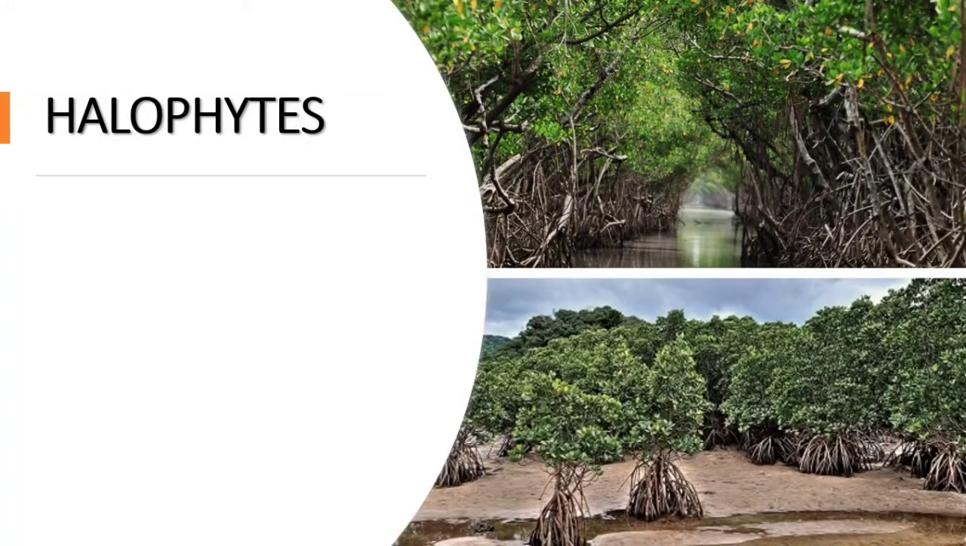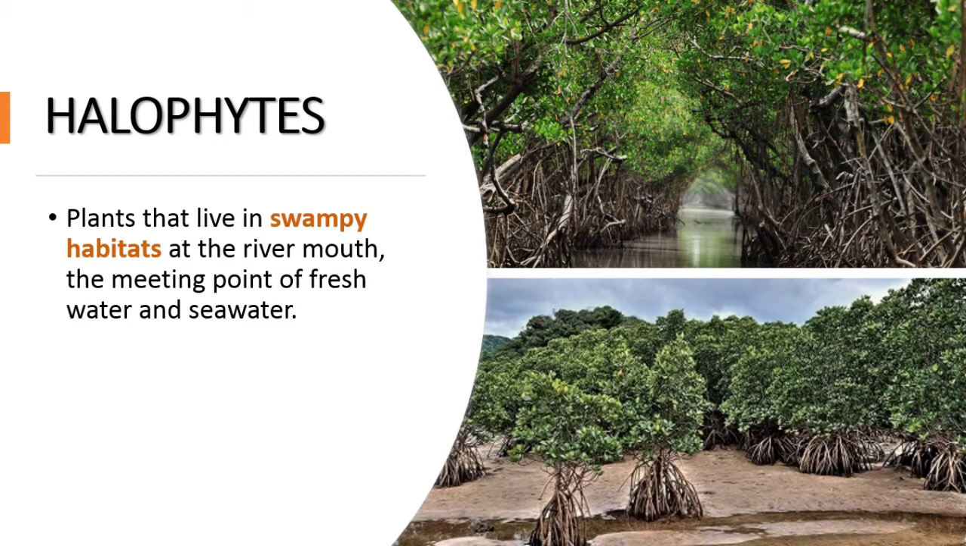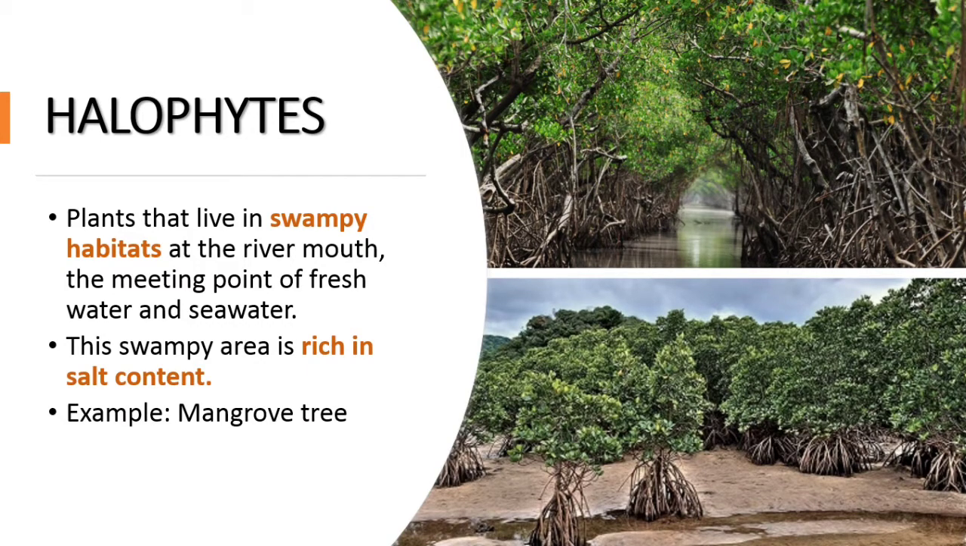Halophytes. As you can see in this picture, the plant that we call the mangrove plant is an example of halophytes. So halophytes are plants that live in swampy habitats at the river mouth, the meeting point of fresh water and seawater. The swampy area is rich in salt content. So the example of the halophyte is the mangrove tree. In Malaysia, there are a lot of mangrove trees, and there are 4 types of species found in Malaysia. We will discuss more about the mangrove in chapter 9.